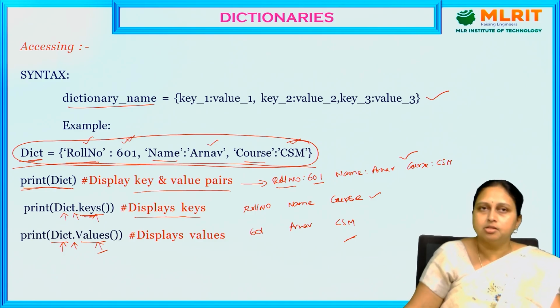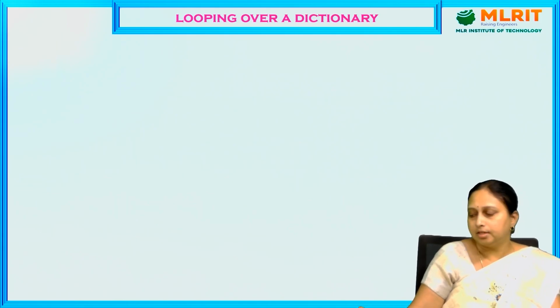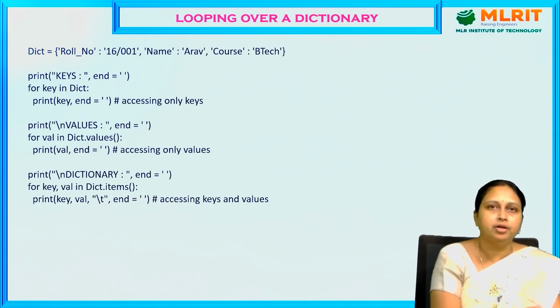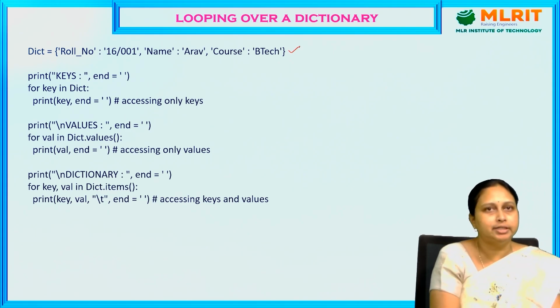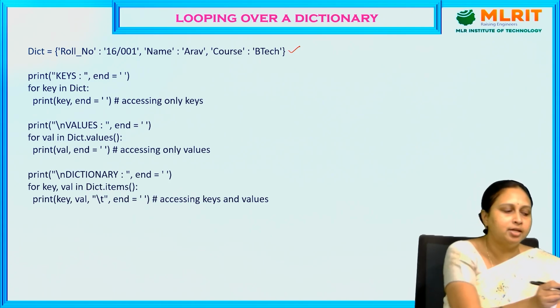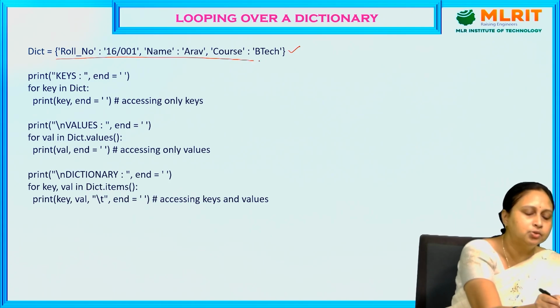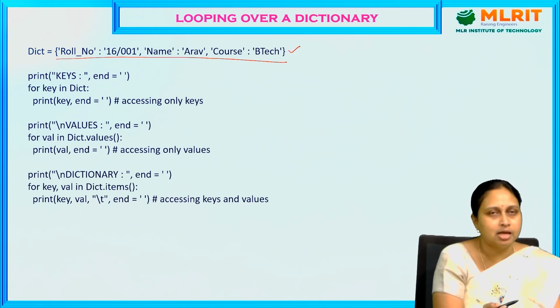Right. This is where you can access the values in the dictionary. The next topic is looping over a dictionary. As we know from the discussion, we have already seen what a dictionary is and how to define one, or how to assign key-value pairs to a dictionary, as we saw in the previous example also.